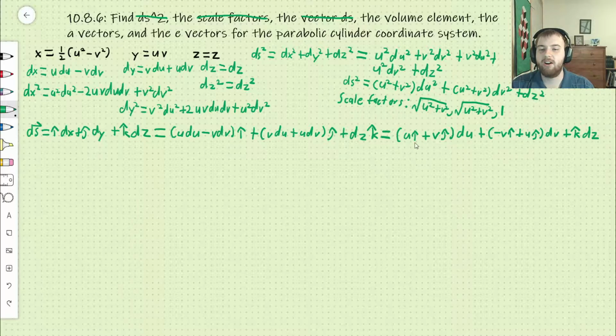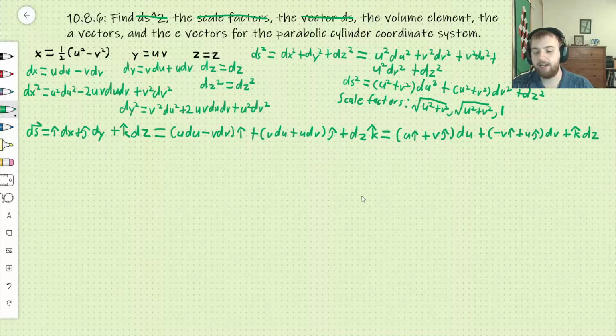So when our u and v variables change a little bit, when they change very tinily, then the point moves along the ds vector. So I'll show that to you guys in a little bit.